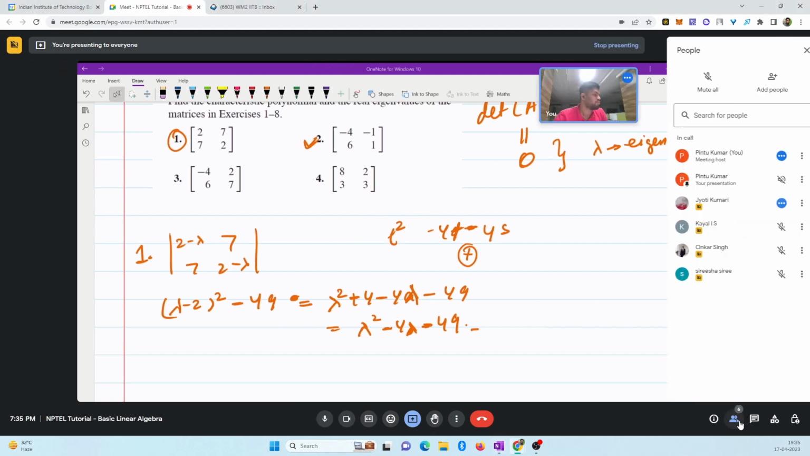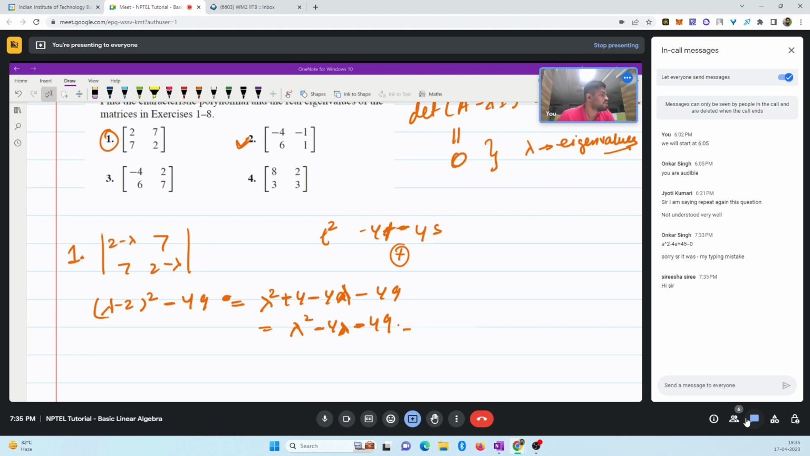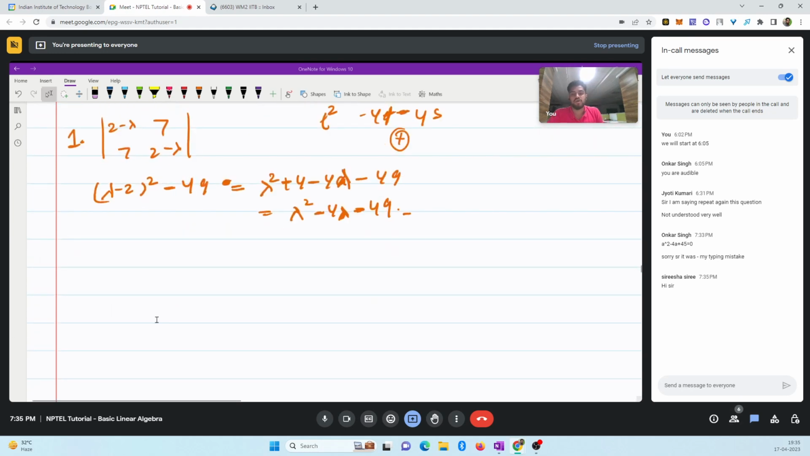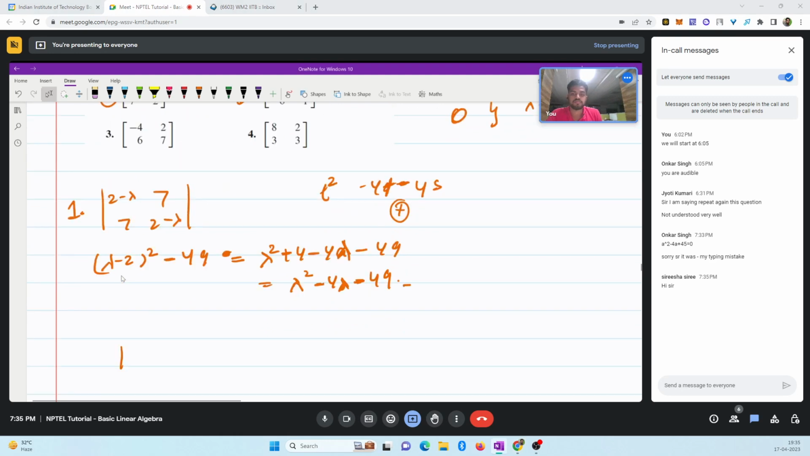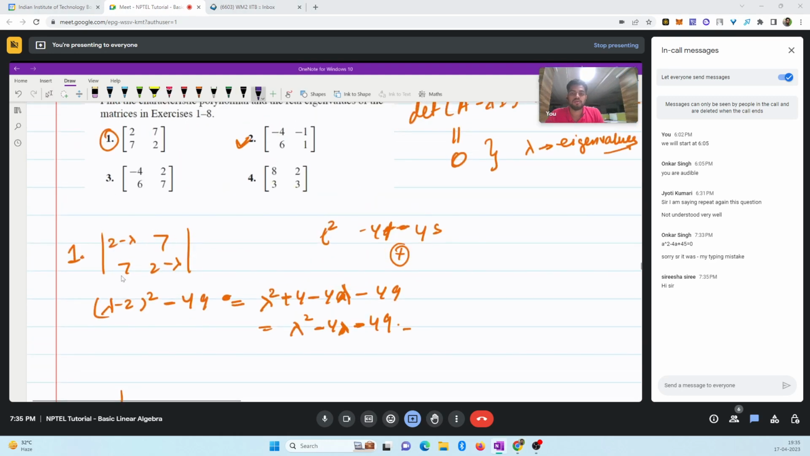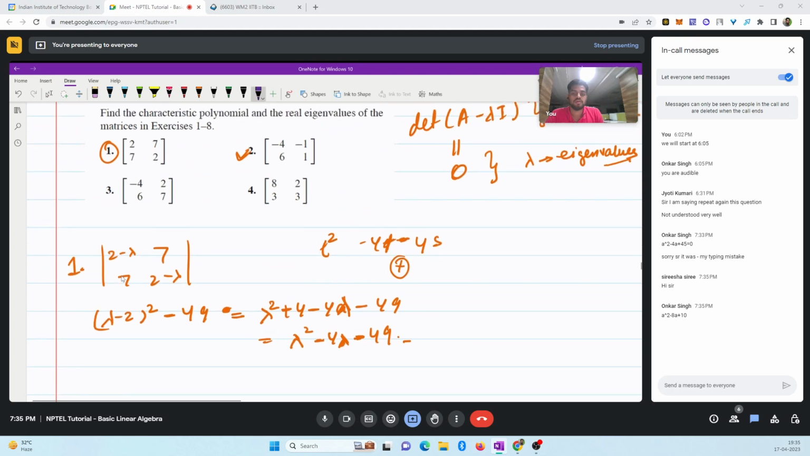Hello, whoever typed in the chat box. Sir, Sirisha. Second question: the characteristic equation is lambda square plus 3 lambda plus 2. Repeat. The characteristic equation of the second question is lambda square plus 3 lambda plus 2. Okay. Omkar is saying that it is minus 8 lambda. Sirisha, you have something to say? You can type in the chat box or unmute yourself.